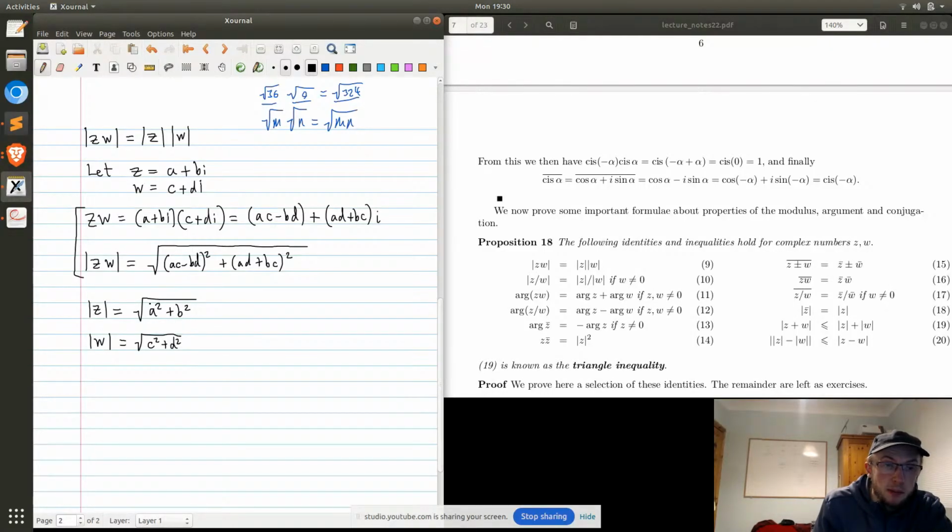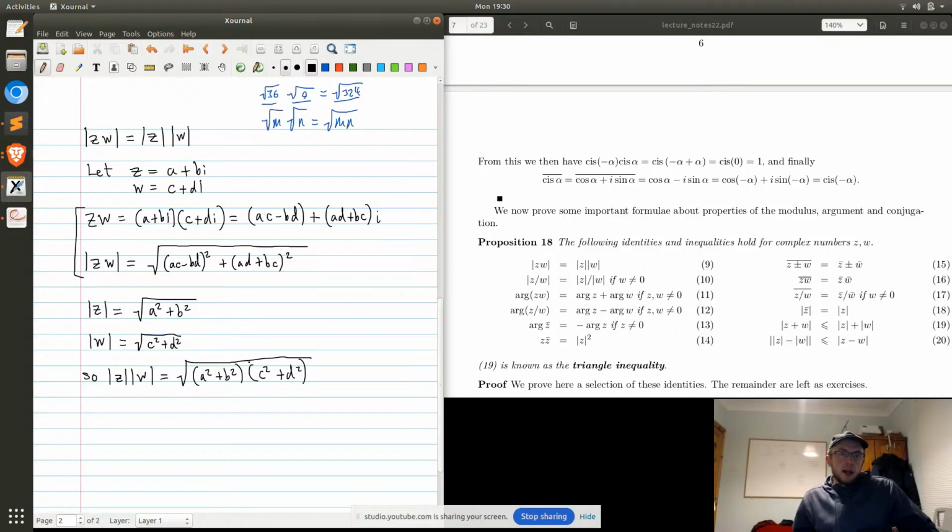Okay, so now let's just apply that property right here. Mod z times mod w should be big square root sign a squared plus b squared times c squared plus d squared. Right? That should be the case. Shouldn't it? All right, let's see here. Hope I don't mess this up.